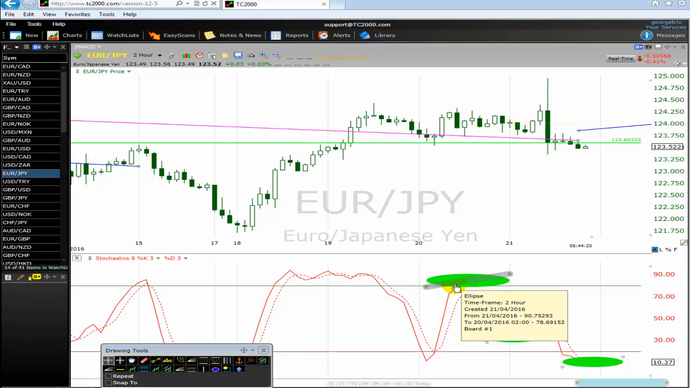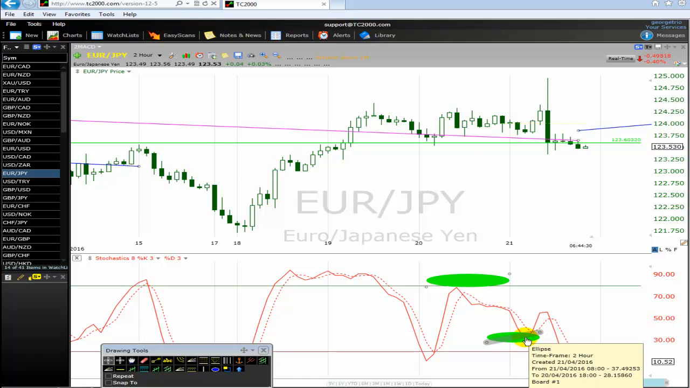Stochastic went down in three moves, 1, 2, 3. The first part is in the overbought zone. The last part is in the oversold zone. One part is not in the oversold zone, and we have a lower high. This is a bullish trading setup on a 2-hour time frame. Because I know the stochastic pattern, as I look at it, I say, yes, this is a bullish stochastic pattern.